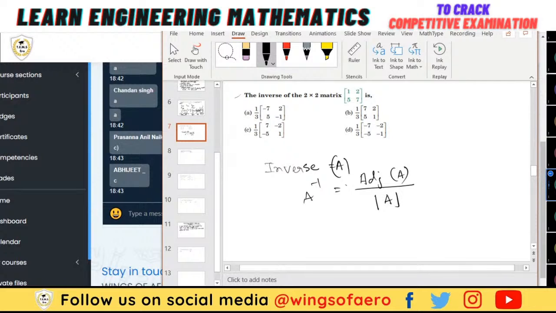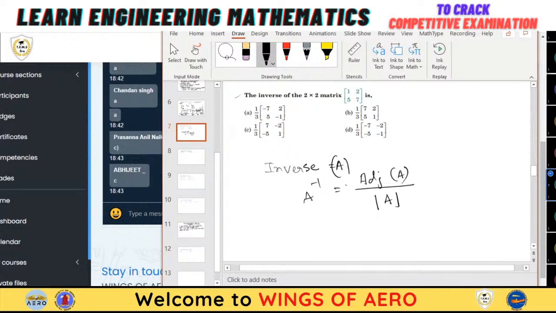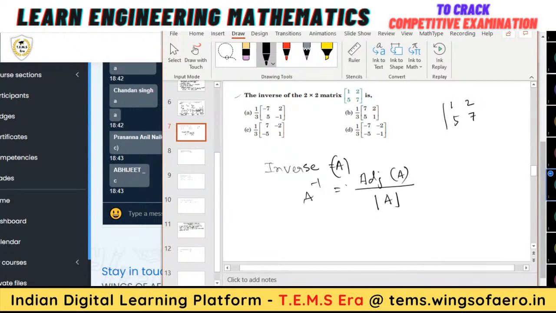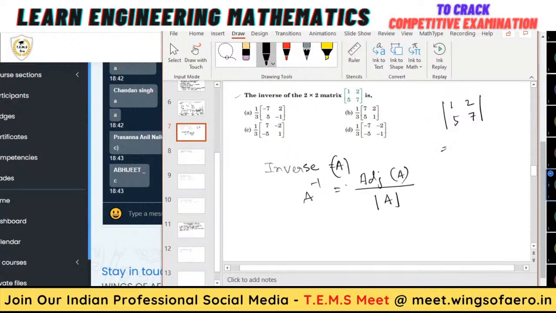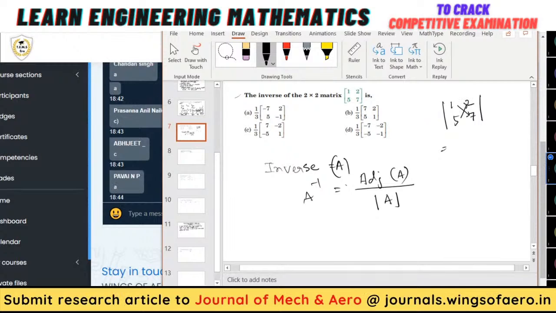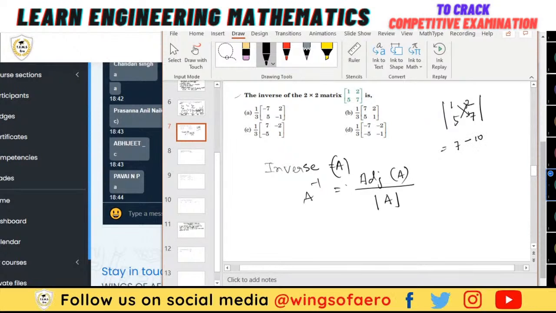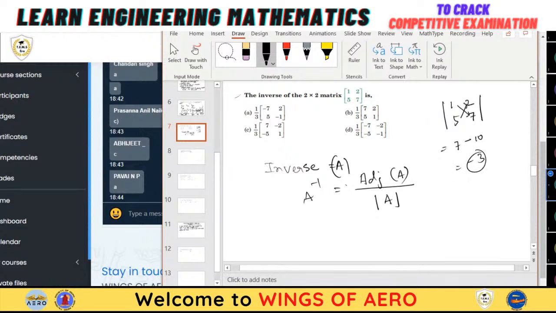So determinant of A is very easy to find. It is the matrix 1 2, 5 7. The determinant of 1 2, 5 7 is very simple, just cross multiplication: 1 into 7 minus 5 into 2. So 7 minus 10, it will be minus 3. So the determinant of A is minus 3.